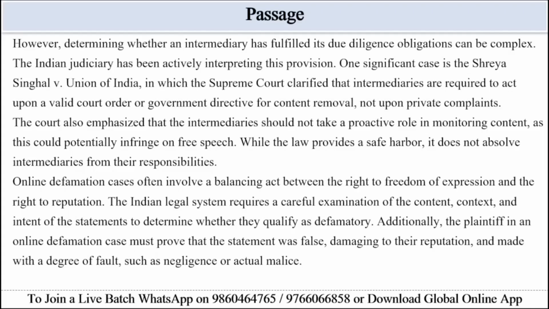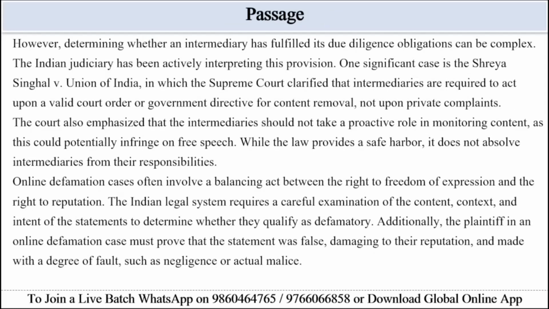Online defamation cases often involve a balancing act between the right to freedom of expression and the right to reputation. The Indian legal system requires a careful examination of the content, context, and intent of a statement to determine whether they qualify as defamatory. Additionally, the plaintiff in an online defamation case must prove that the statement was false, damaging to their reputation, and made with a degree of fault such as negligence or actual malice.